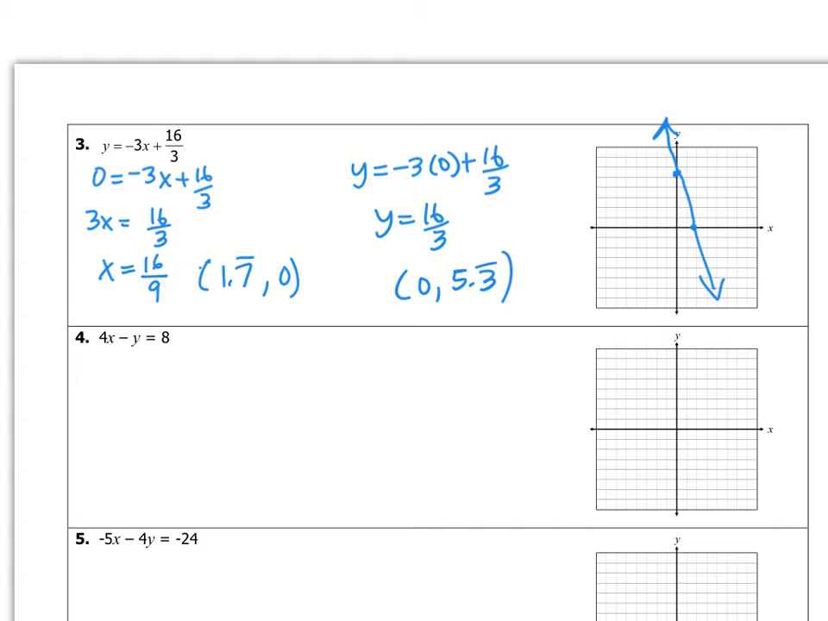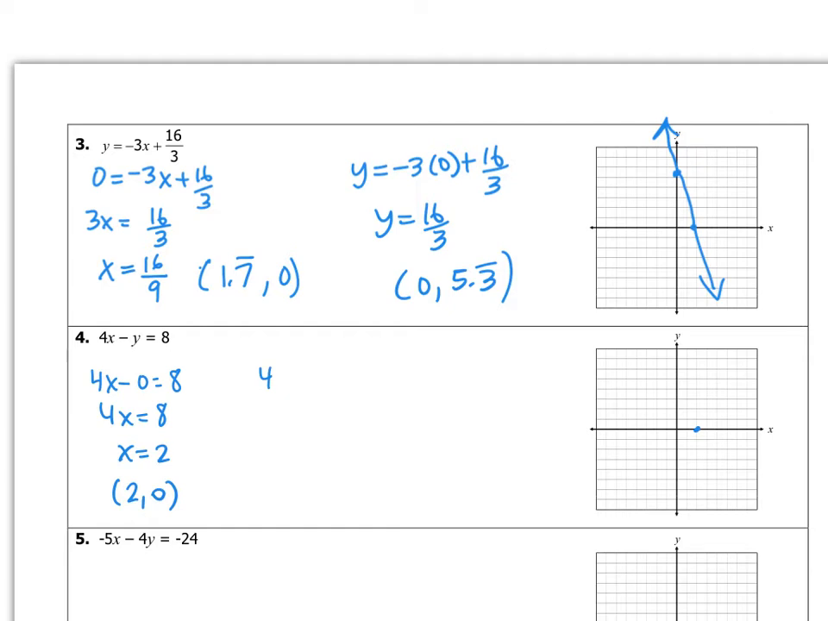Okay, so now we're on to number 4. Now this one is in standard form. So this is the one I would prefer to use the x and y intercept for. So I like these much better, because if I do the x-intercept and I'm letting y be 0, it's 4x equal to 8, so x is 2.